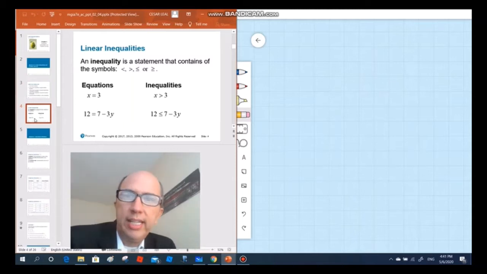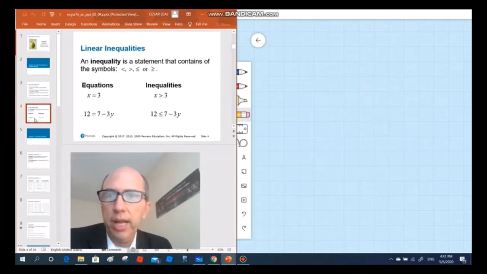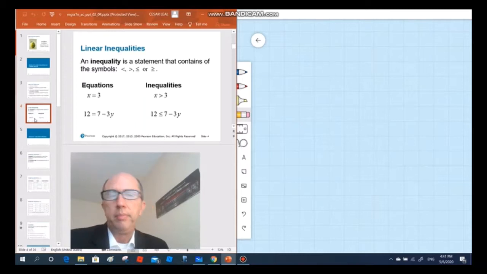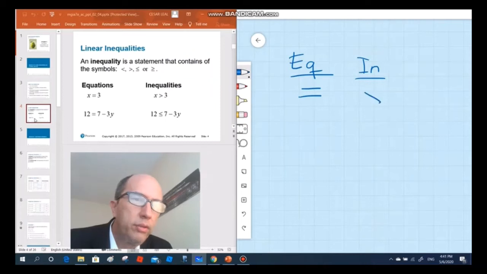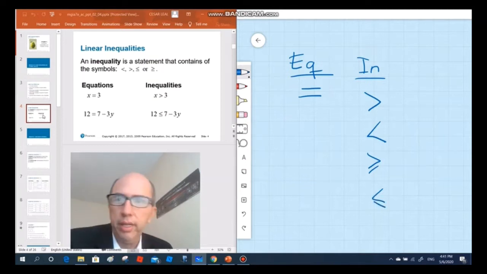Basically, an inequality is a statement that contains the symbols less than, greater than, less or equal than, or greater or equal than. In an equation we have the equal sign, so it is an equation. Inequality, you have the greater than sign, less than sign, greater or equal, less or equal. Okay.